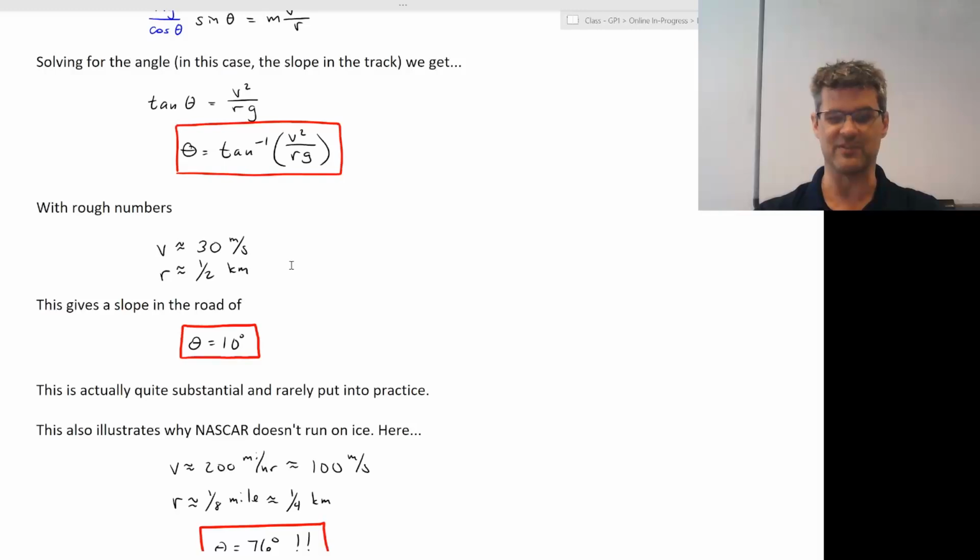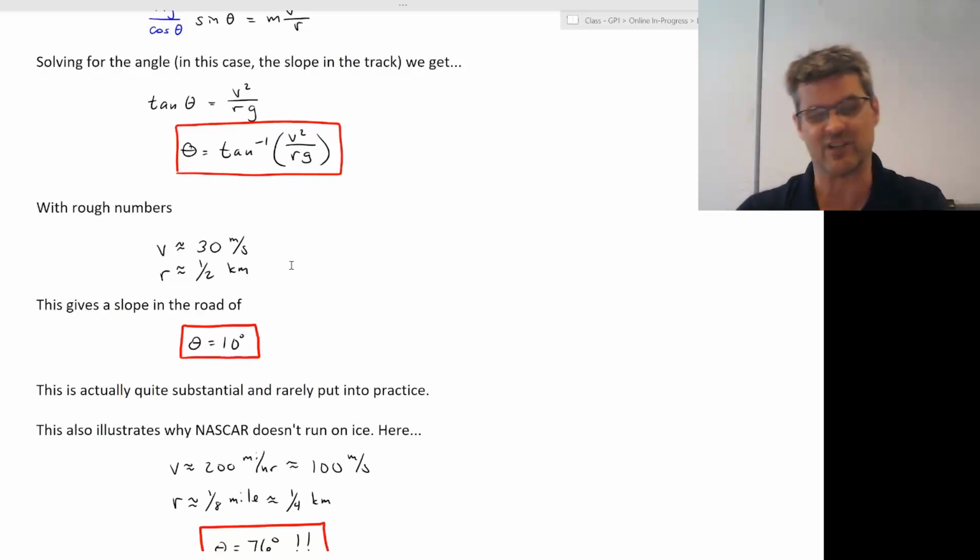Putting these numbers in, taking the inverse tangent, we find out that a slope or a bank is required of about 10 degrees. That doesn't sound like much, but 10 degrees of slope is a lot of slope. It's hard to walk on. So this is bigger than is actually in practice, but maybe it's something that's tangible that could be done.